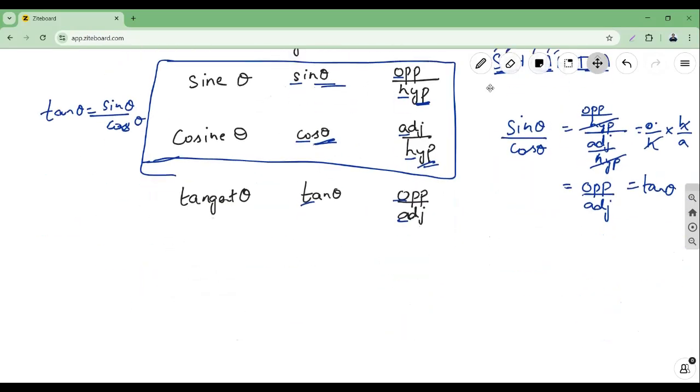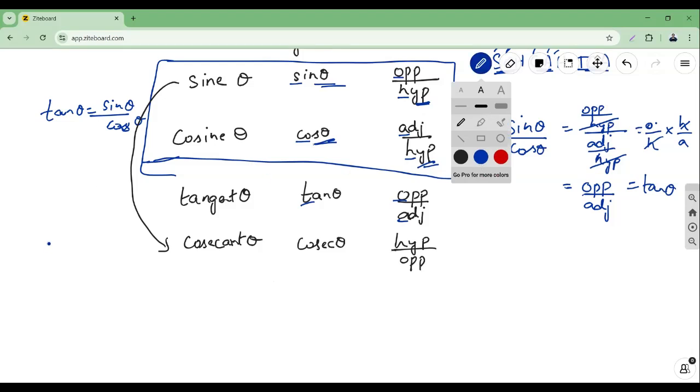Now, there are some reciprocals also. The reciprocal of sine is called cosecant. Cosecant theta is shortly written as cosec theta. It is a reciprocal of sine, so hypotenuse will come up and opposite will go down. So cosec theta is the reciprocal of sine theta.